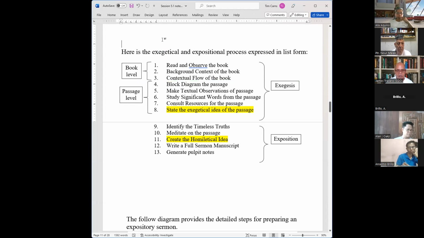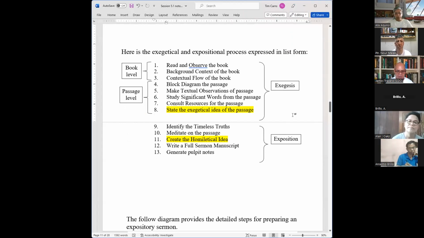All right, so the book level is the same as we've done for all the other modules. Read and observe, background context, and the contextual flow. That gives us the overall understanding of the background of the book, the occasion for the book, the purpose of the book, the flow of the book. And then we move towards the block diagram of the passage. That's where we now narrow our focus towards the text that we're studying. So that's the diagram, the textual observations, the word studies, then we look at resources, and all of that is drawing us to what I've highlighted here, the exegetical idea of the passage.